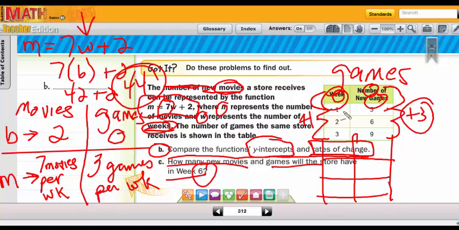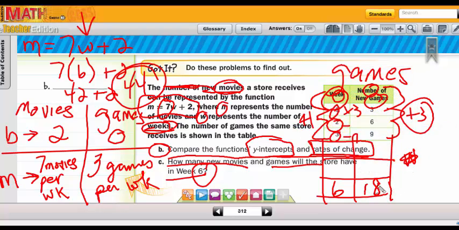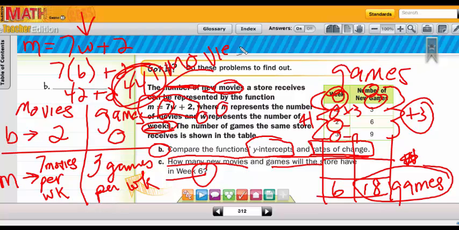But if you really look at this, you can see that it's 1 times 3 gives 3, times 3 gives 6, times 3 gives 9, using the 1, 2, and the 3. So we could just skip down here and say 6 times 3, we would have 18 movies. So in this case, we have 18 new games per week, and we had 44 new movies per week. Lots more movies than games.